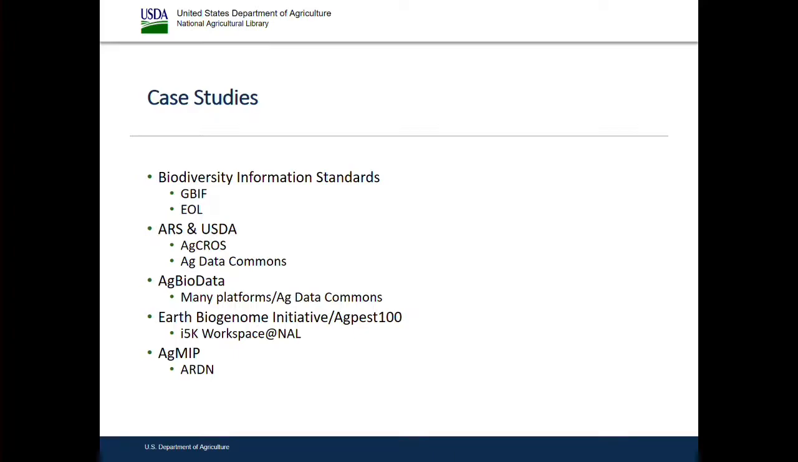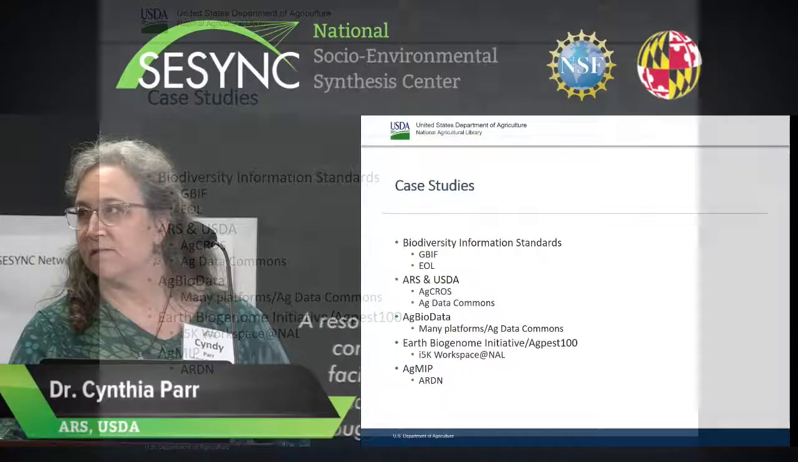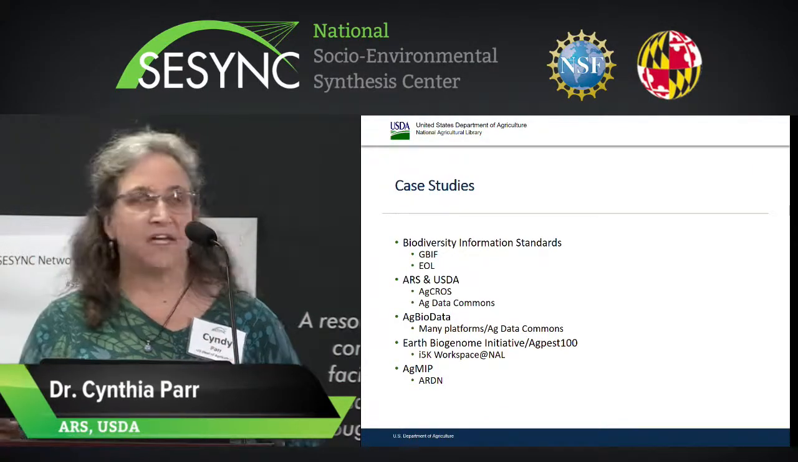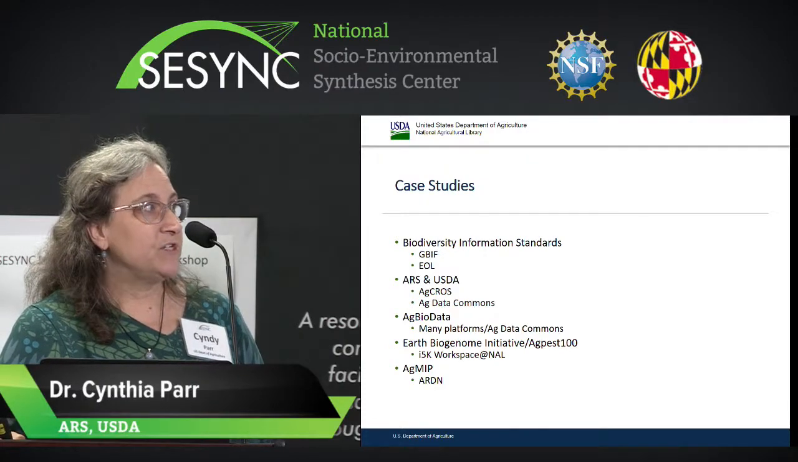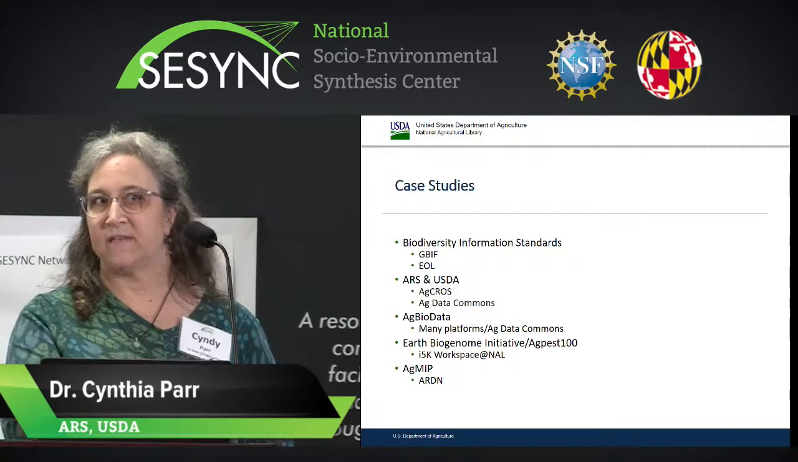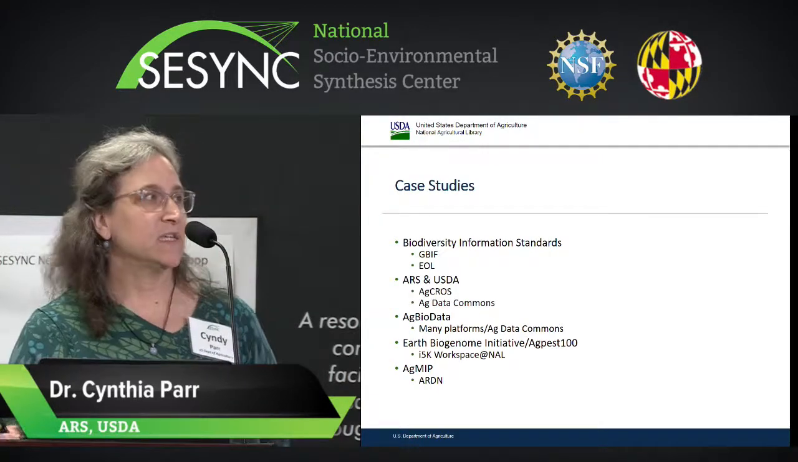Then I'll move to the agricultural world, and don't worry about these acronyms, I'll be explaining them as I go along. ARS is my part of USDA, the Agricultural Research Service, but some of the work that we're doing actually goes beyond just our part of USDA. Ag Biodata goes beyond USDA. This is agricultural biodiversity databases, and so it's partly driven by what's happening at USDA, but it also goes beyond USDA. The Earth Biogenome Initiative is not a project that I personally am working on, but this is an international collaboration that USDA is contributing to.